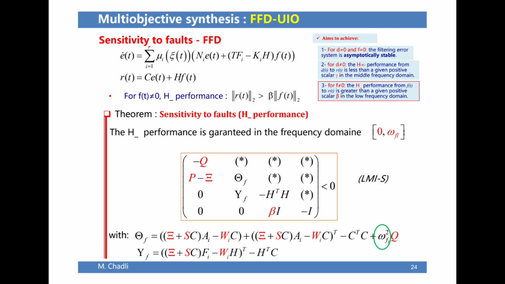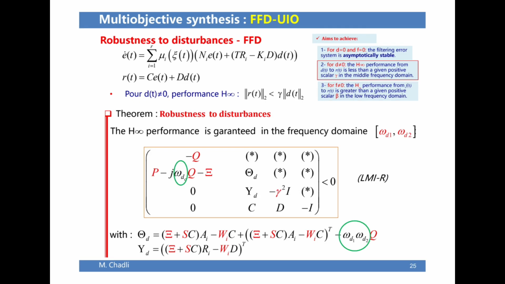We can also obtain a similar result for the case of the robustness to disturbances. And we can obtain the following LMI condition, which depends on the frequency of the disturbances, omega d1 and omega d2, and depends also on gamma. We need to minimize this parameter in order to reject the disturbances, as we can see here in this equation. This equation is also obtained directly from the last LMI condition on H infinity, taking into account the frequency domain of the external signal.